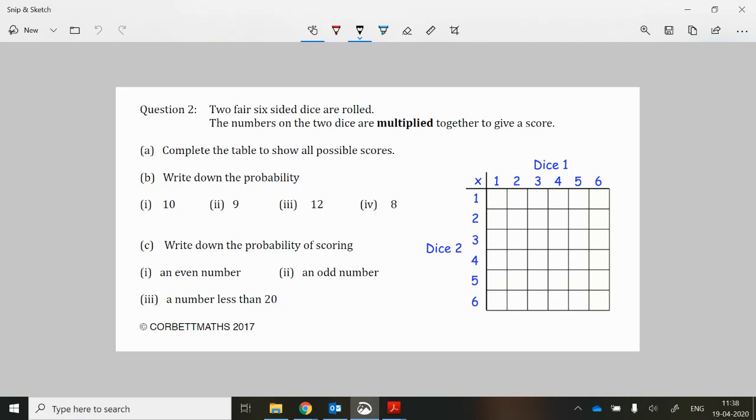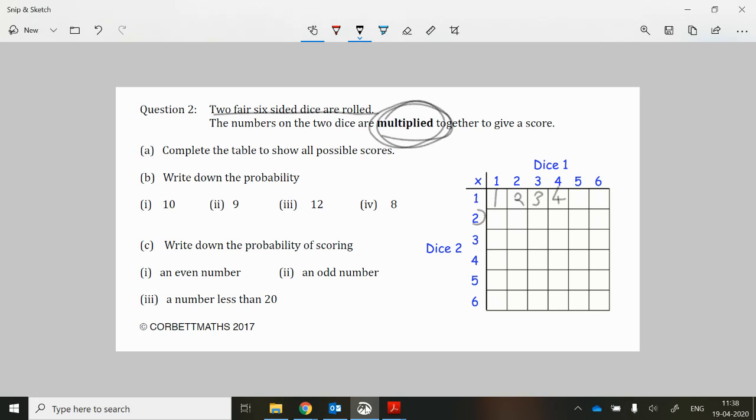Okay, so in this case, you need to be careful because it says 2 fair 6-sided dice are rolled, but you have to be really careful. It says the numbers on the 2 dice are multiplied together to give the score. So for example, when you complete this, we put 1 times 1, 1 times 2, 1 times 3, 1 times 4, and so on.